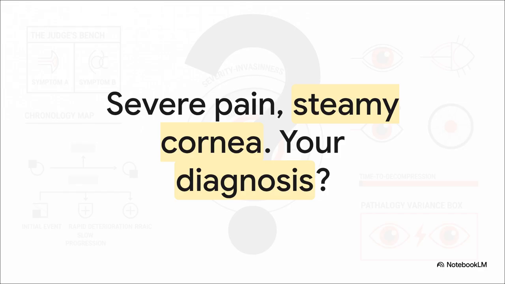A 62-year-old female presents with sudden, severe right eye pain, blurry vision, and vomiting. This all started while she was watching a movie in a dark theater. Your exam reveals a ciliary flush, a mid-dilated non-reactive pupil, and a steamy cornea. I need you to synthesize the environmental trigger of a dark theater, the systemic noise of the vomiting, and that pupillary geometry. What's your diagnosis? You should have instantly locked in on acute angle closure glaucoma.